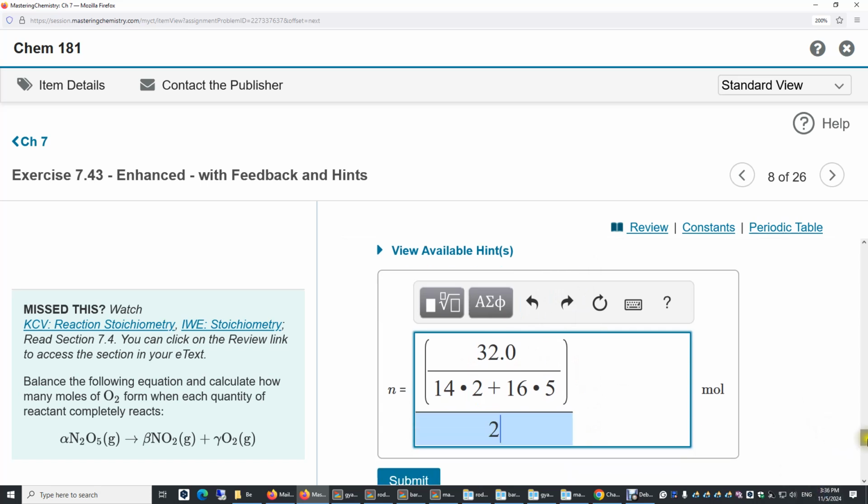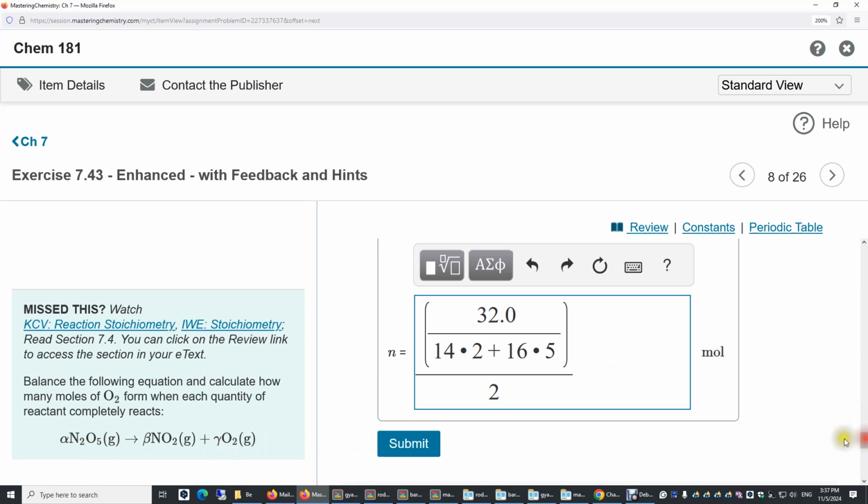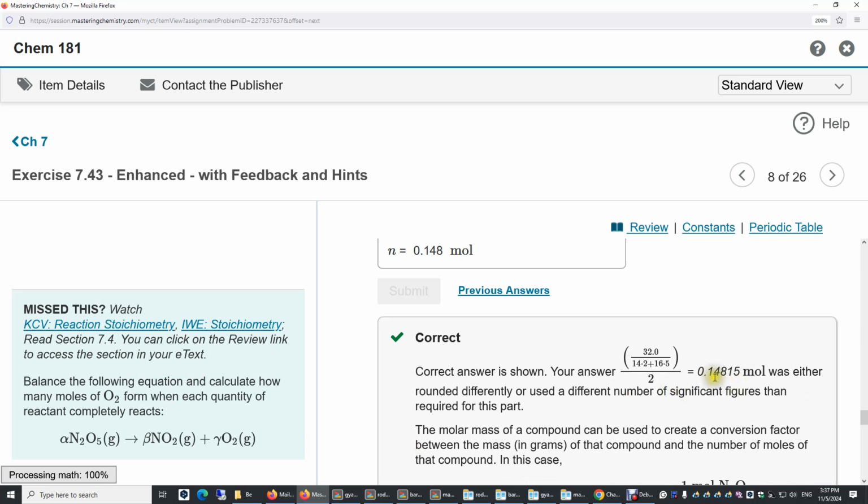That's it. We get the number of moles of oxygen. So again, 32 is the mass of N2O5. And over here, this is the molecular formula mass of N2O5, 2 nitrogen, 5 oxygen. So on top over here, inside this pair of parentheses, we have the number of moles of N2O5. Divided by 2, we get the number of moles of oxygen. Alright, so Mastering Chemistry did the numerical calculation here.